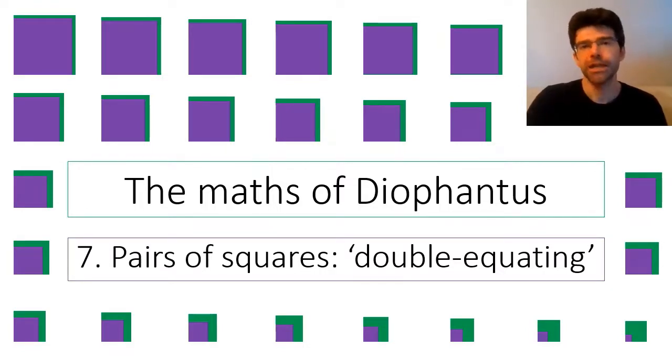A special technique that generates an infinite family of solutions to a special problem, namely finding squares of rational numbers that are a given distance apart. Diophantus calls this technique double equating because it gives us a way to express both the larger and the smaller square in terms of our unknown symbol at the same time.